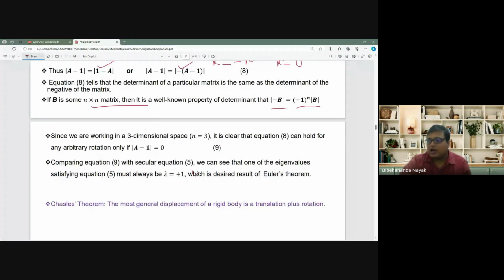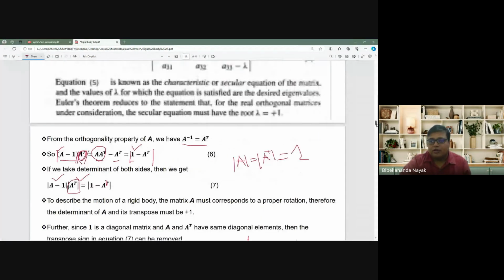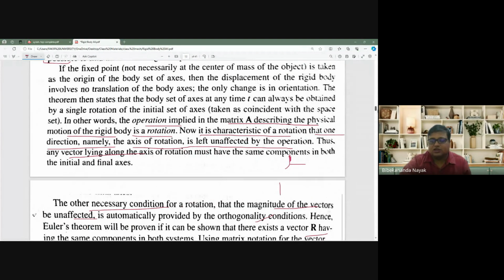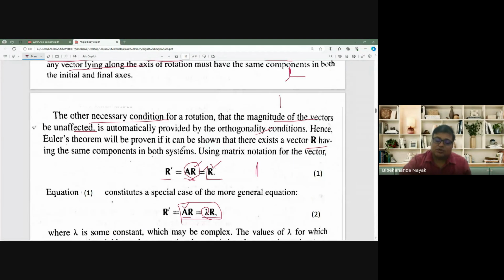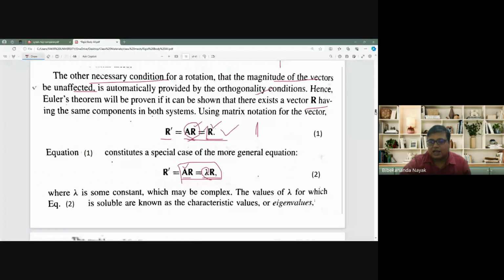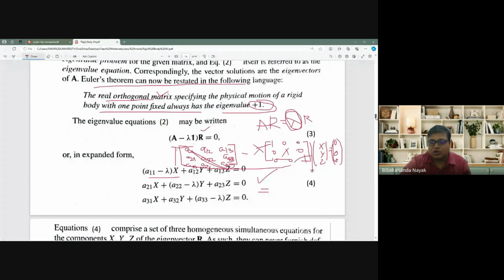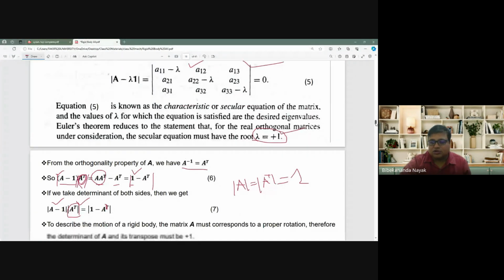Its proof is somewhat analytical. We prove it in 3 steps. First step, we prove that it must be a rotation. Rotation means the axis of rotation is fixed, the vector along the axis of rotation is fixed. For that, we write it as an eigenvalue equation. Lambda must be plus 1. So proving lambda must be plus 1, we have to show this, and finally, with determinant 0, lambda must be plus 1. This is your Euler theorem.